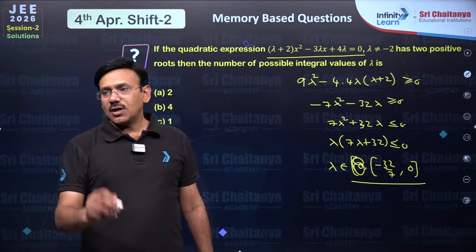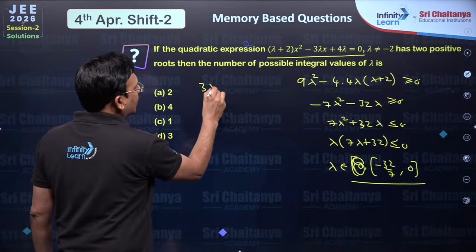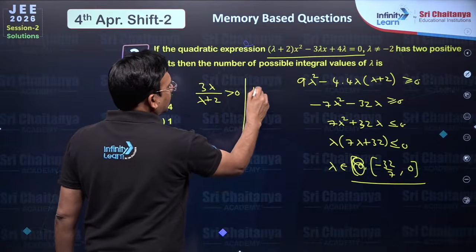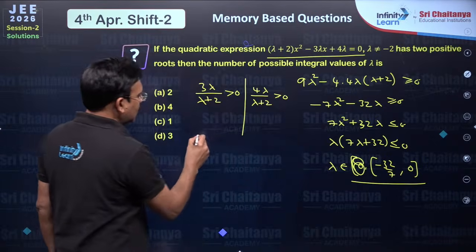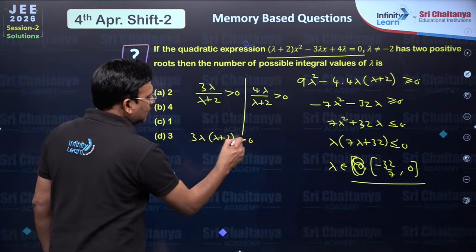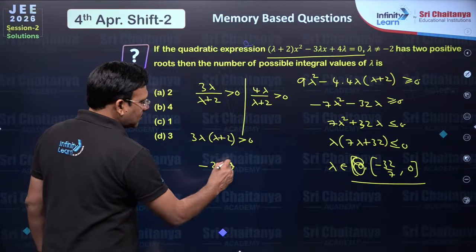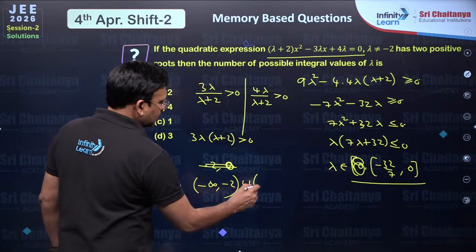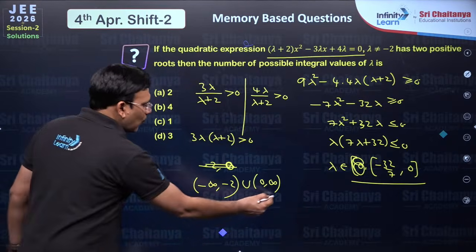Moreover, both the roots are positive, in the sense sum of the roots, 3 lambda by lambda plus 2, must be strictly positive. Product of the roots, 4 lambda by lambda plus 2, must be positive. This you can write as 3 lambda into lambda plus 2 must be positive. So lambda can be minus infinity to minus 2 union 0 to infinity, correct? Even here also the same logic. So what are the common things?